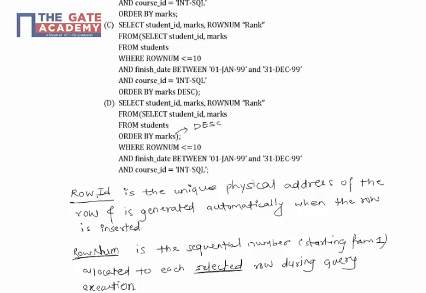So essentially row ID is permanent for a row, whereas row number is dynamic and is dependent on the selection criteria. In the given question, we need to rank the students based on their marks. So in this scenario, use of row number would be appropriate, whereas row ID will not serve any purpose. So all the options which use row ID will be straight away wrong. So let us examine each of the given SQL statement one by one.